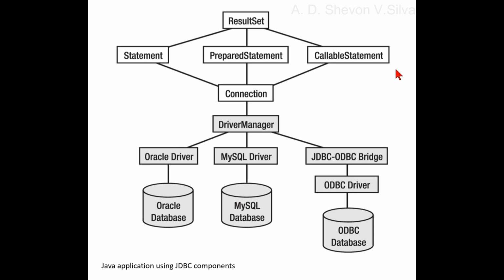The JDBC API provides a stored procedure SQL escape syntax that allows stored procedures to be called in a standard way for all RDBMSs. This escape syntax has one form that includes the result parameter and one that does not. If used, the result parameter must be registered as an out parameter. The other parameters can be used for input, output, or both. Parameters are referred to sequentially by number, with the first parameter being 1.